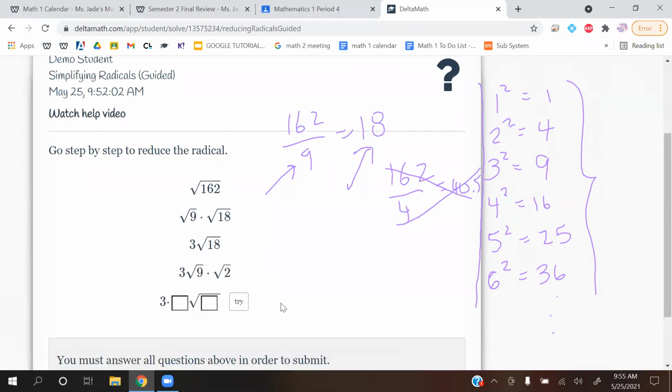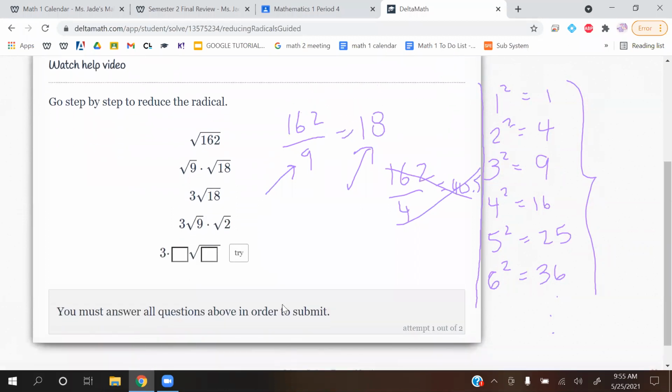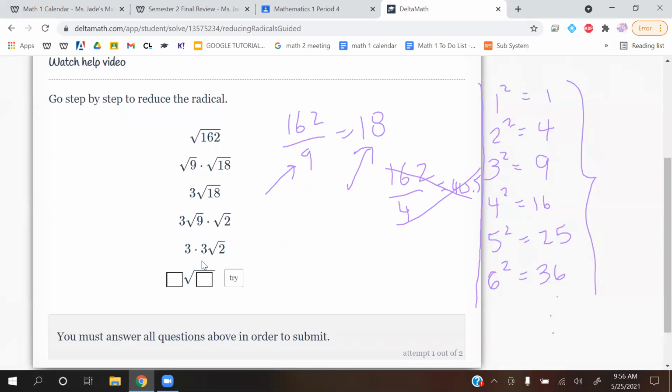I press try. And it looks like it works so far. And so we're just going to have to simplify the square root of 9 again, which is 3 again. And then the 2, just bring it down. Just keep it in your radical. I'm going to press try again. And then we're in our last step. The square root of 2 just stays as the square root of 2.